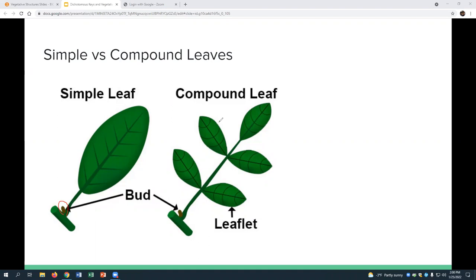If we were looking at this compound leaf over here, maybe we think that this is a simple leaf. But to figure out if it is a simple leaf, we'd be looking for a bud right here. We can see that there aren't any, so that's how we know that these are leaflets that are all part of one leaf. We see the bud way down here at the base of the stem. So that's going to be our key if we have a question mark in our minds. Depending on the species we're looking at, this may be immediately obvious or it may be a little less obvious.